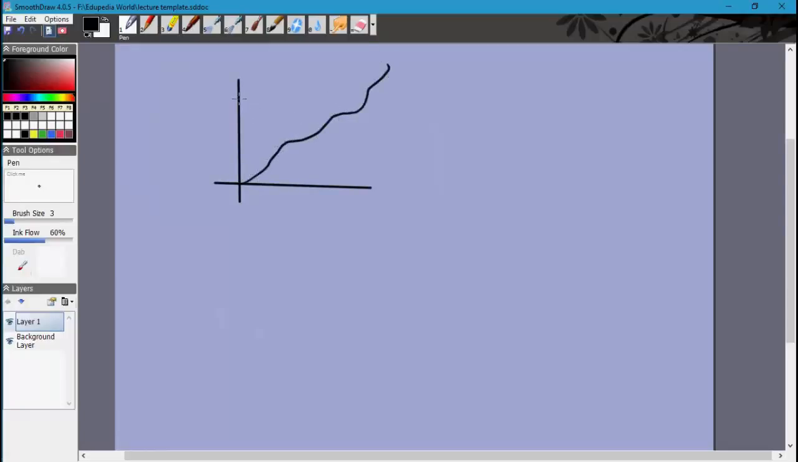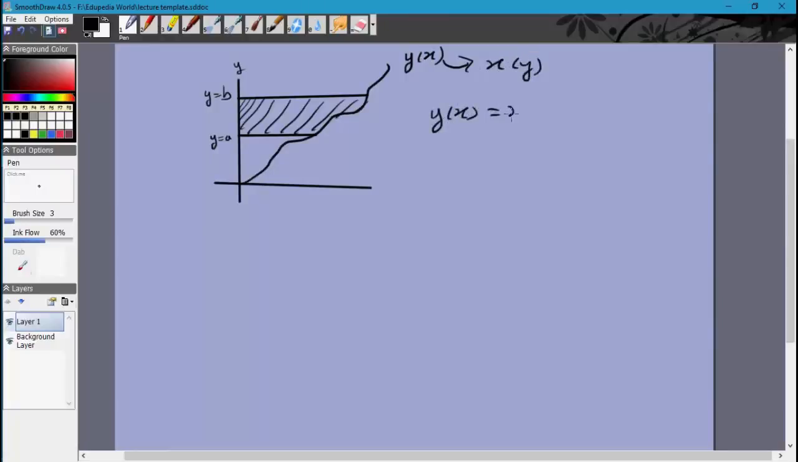So let's say this is the function and we wanted to calculate this area. So this is y is equal to a, y is equal to b, this is the y-axis. We want to calculate this area where this is y of x. Now what we can do is convert y of x to x of y, right? For example, if our y of x is equal to x squared, then y is equal to x squared gives us x is equal to root y, which can be written as x as a function of y. So y of x we can write as x of y, and now we'll do the same thing we did earlier, except we don't integrate with respect to x, we integrate with respect to y.